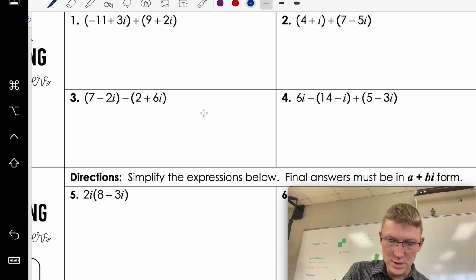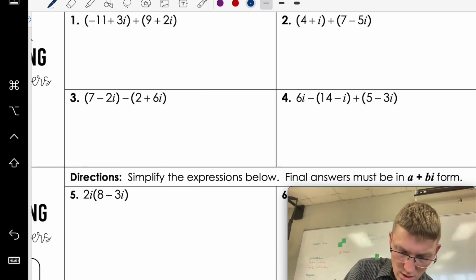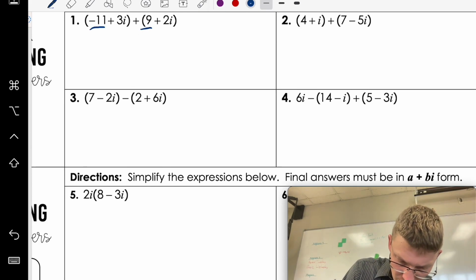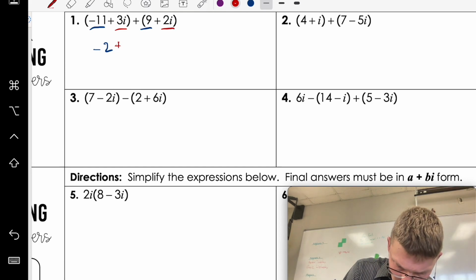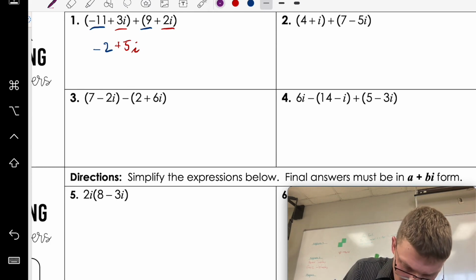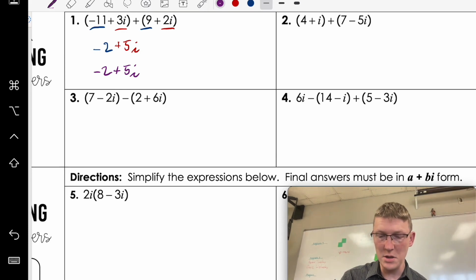So if we were to put like an x here, this is a problem that you should be able to do at this point. So it's going to be the same thing. We're just going to combine like terms at this point. So our -11 and our 9, when we combine, we've got -2. And then when we take our 3i and our 2i, we're going to have plus 5i. So then all together, our answer is just -2 plus 5i. That's it. Just treat i like a variable, and then if you see an i squared, just turn it into -1 and you're good to go.